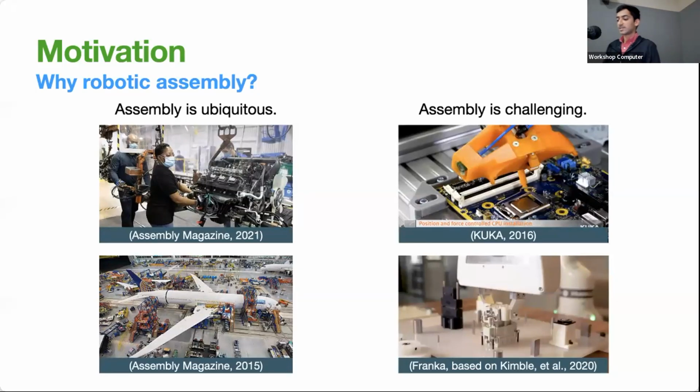On the one hand, assembly is ubiquitous. Assembly processes are found in automotive, aerospace, and electronics industries. These processes include fundamental manipulation operations, such as peg insertion, connector insertion, fastener mating, and wire processing.